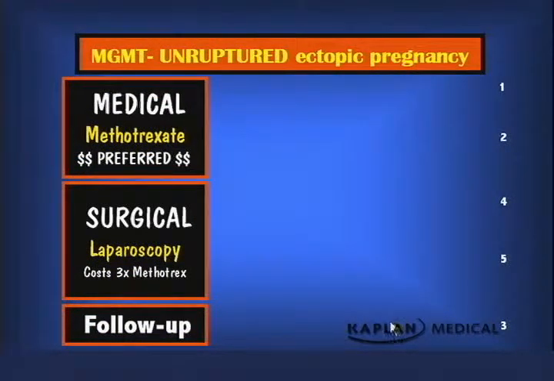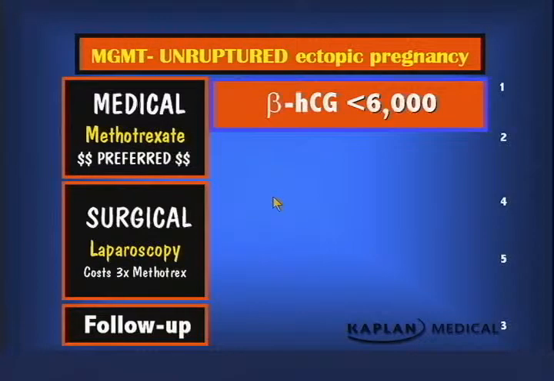All right, management of unruptured ectopic pregnancy. We have a medical management, we have a surgical management. The medical management is methotrexate, the surgical management is laparoscopy. The preferred treatment will be the cheaper one. And if you can get as good an outcome with medical management as surgical, go for it. And if you have an early ectopic, we will use medical management.